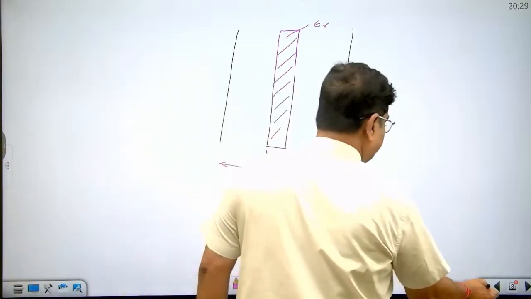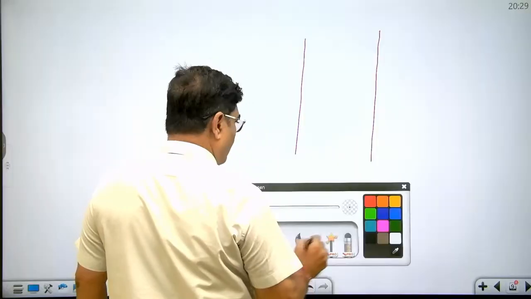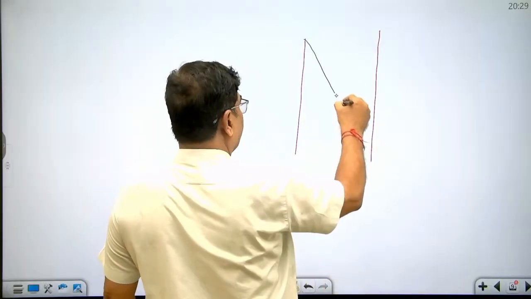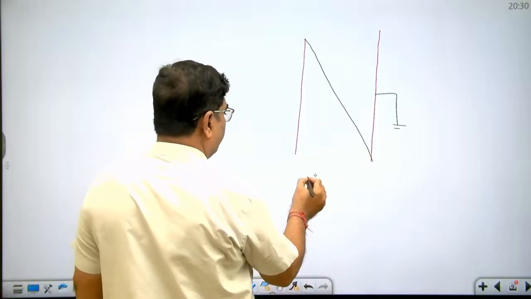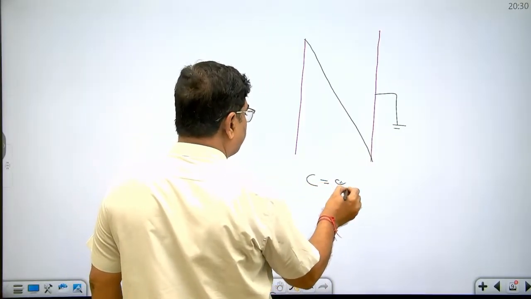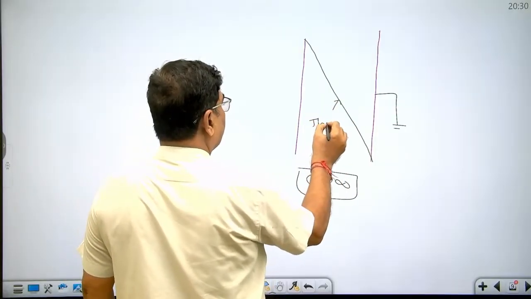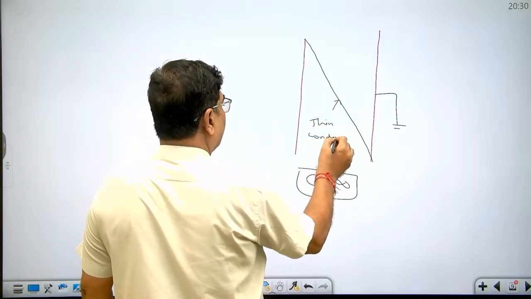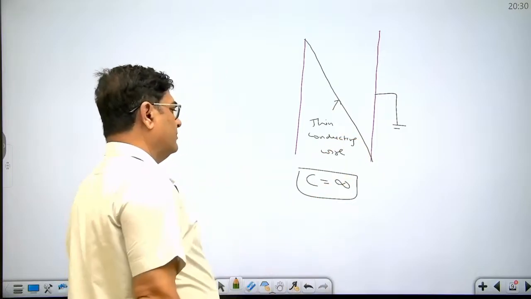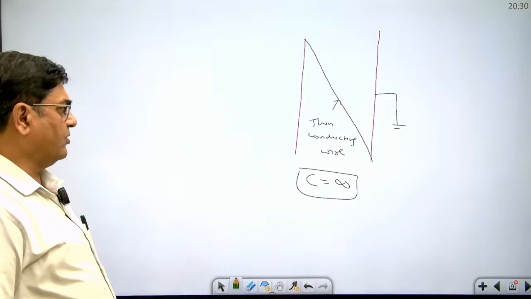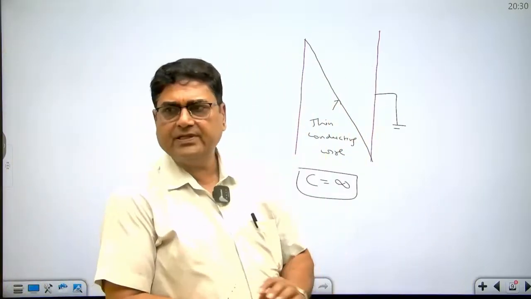Dear student, if the two plates of the capacitor are connected by a thin conducting wire, then what will happen? The potential difference between the plates becomes 0 and the capacitance will become infinity. This is the value of C. Now, dear students, we will look at the spherical plate capacitor.